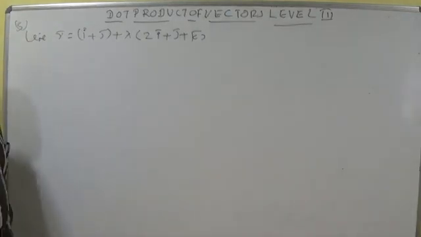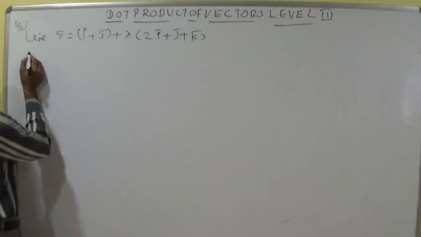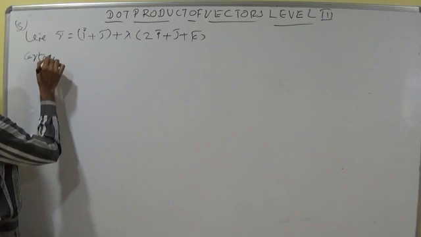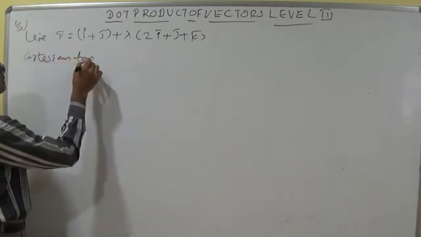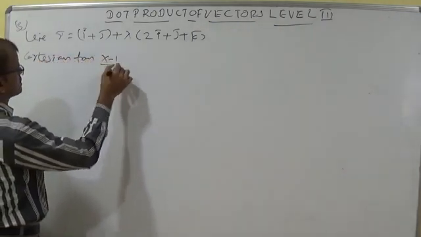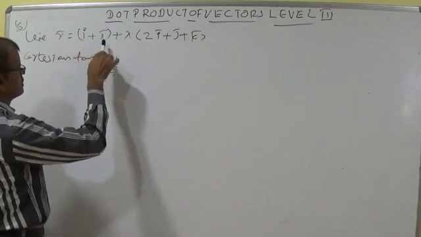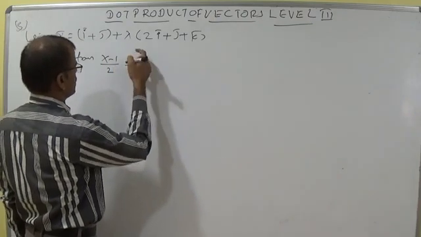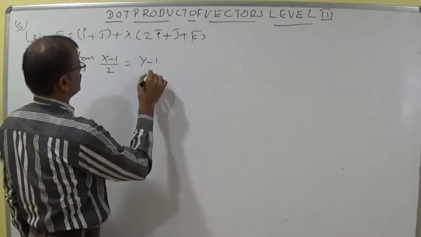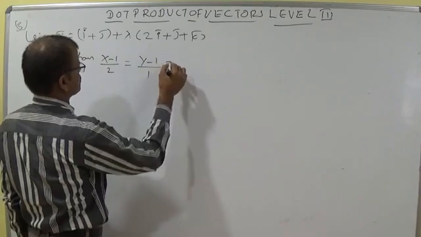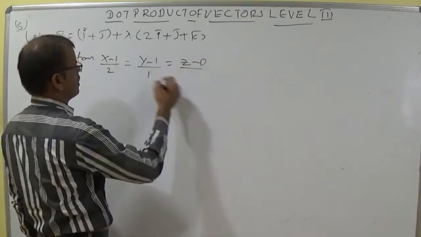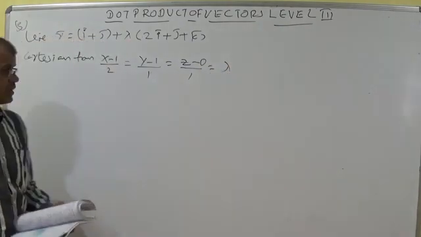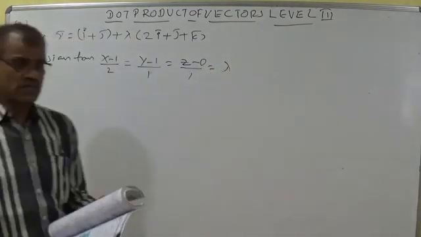This we know that r bar is equal to a bar plus t b bar. Cartesian form I am writing. Line Cartesian form. Whenever we retain Cartesian form, it is better to calculate. Here x minus 1 by 2. This is 1 and this is 1. X component is equal, this is 2, direction ratio. Next, y minus 1 by 1, this is the direction ratio. Next z minus 0, there is no k bar, by 1 is equal to some constant he given, lambda. This is the equation of line in Cartesian form.